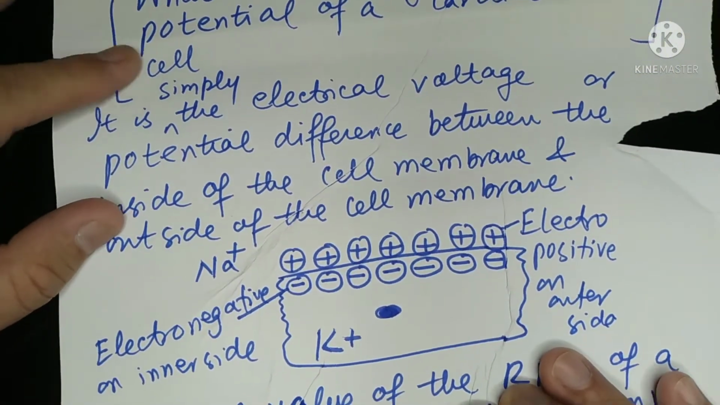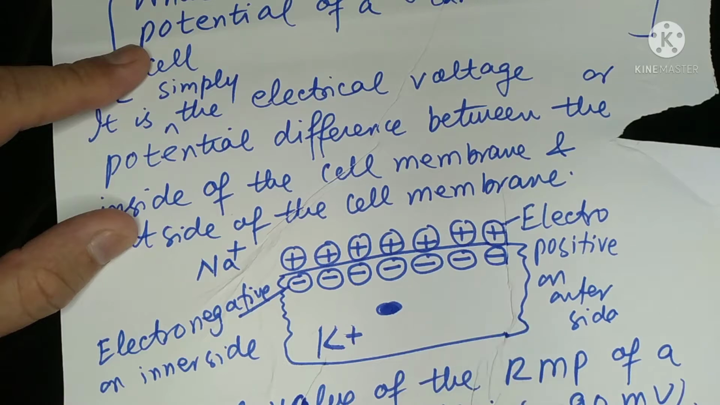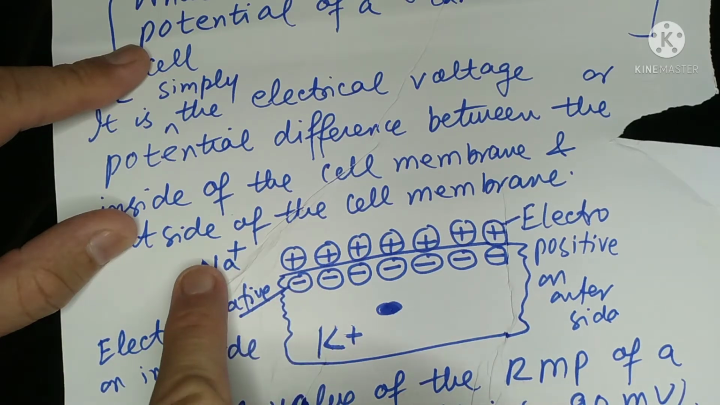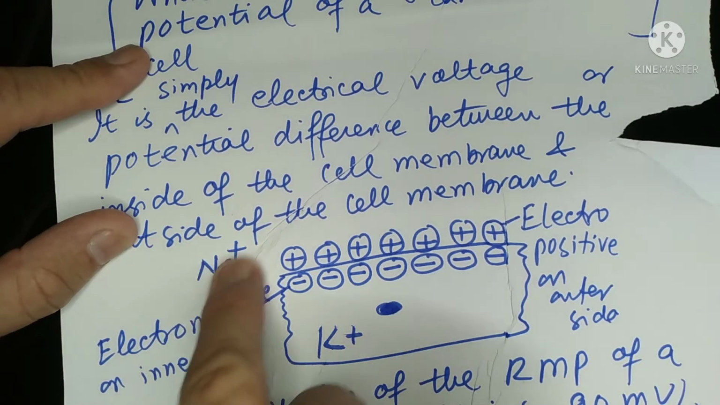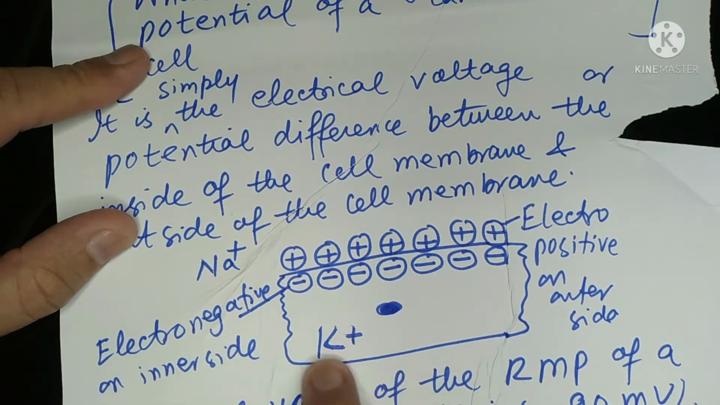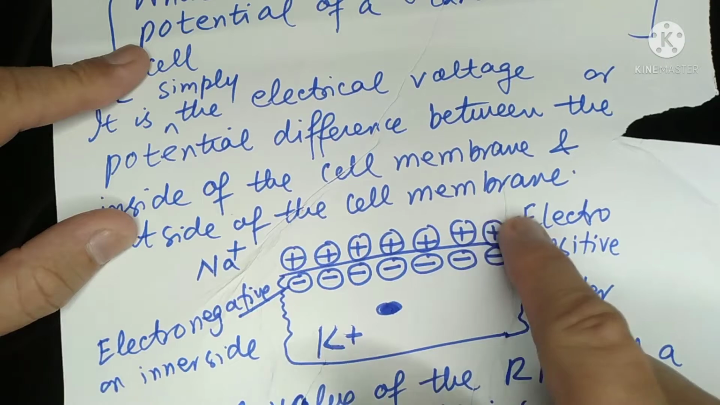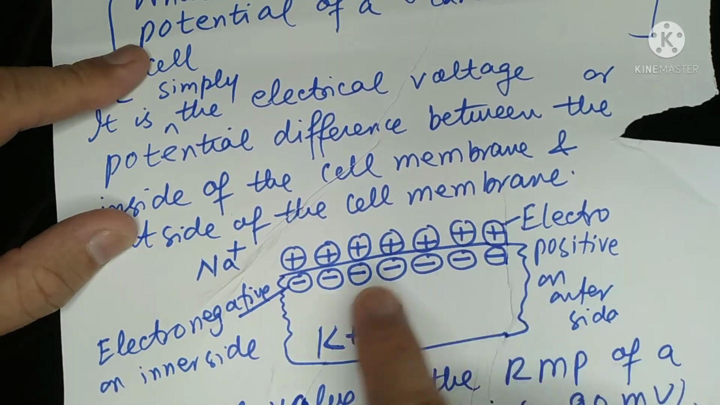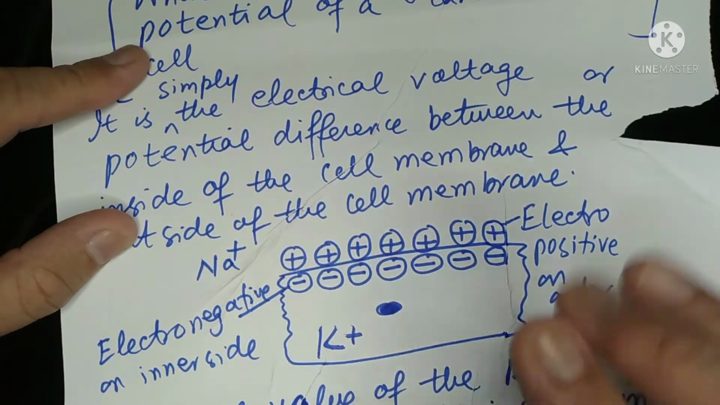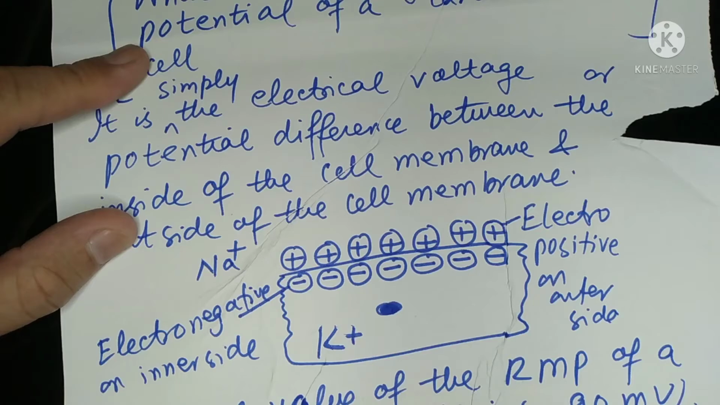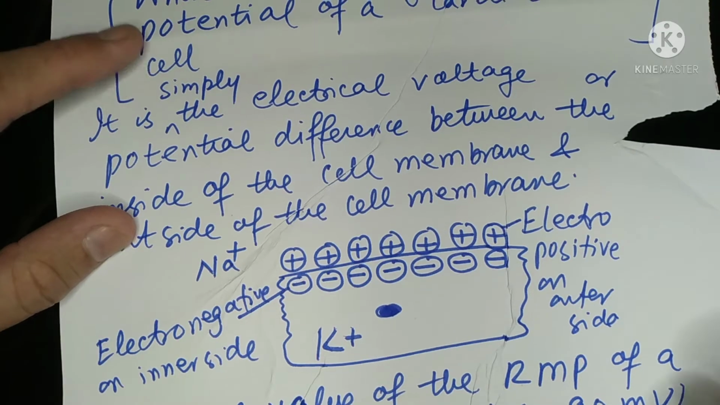You can see here, I have clarified in this diagram that sodium ion is the major cation extracellular and potassium ion is the major intracellular ion. You see, the cell is electropositive on the outer side and electronegative on the inner side. This potential under resting condition is known as resting membrane potential. The normal value of the resting membrane potential of a cardiac muscle cell or myocyte is minus 90 millivolt.